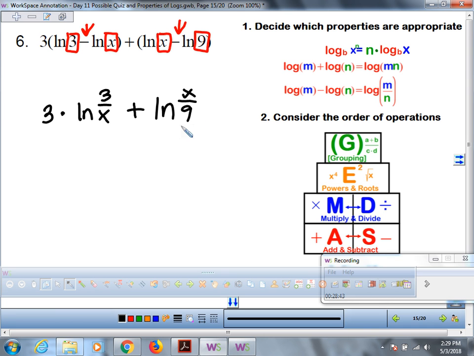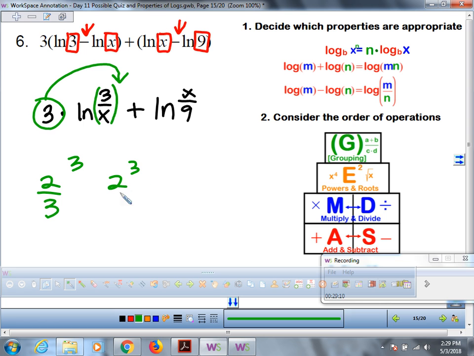This is where you have to be careful. 3 needs to be distributed to 3 and x. So I'm going to use the power to a power property, but when I do that, I have to be very careful because it goes to both of those. Just like if I had 2/3 and I cubed it, that means 2 cubed over 3 cubed. Or I could distribute it from the beginning. So either way, you would have got the same answer.